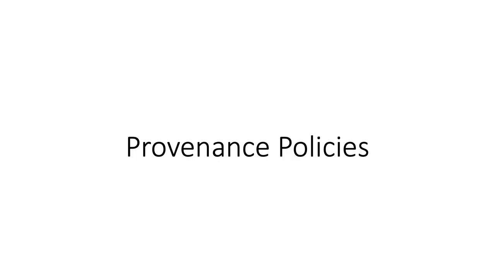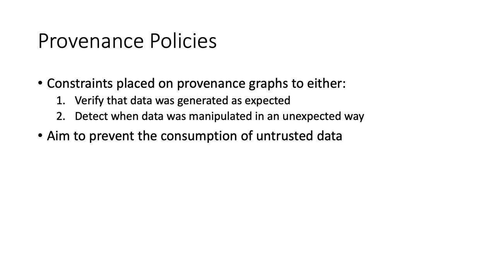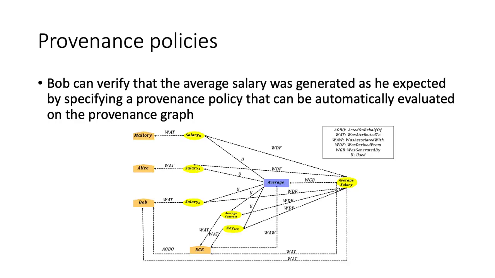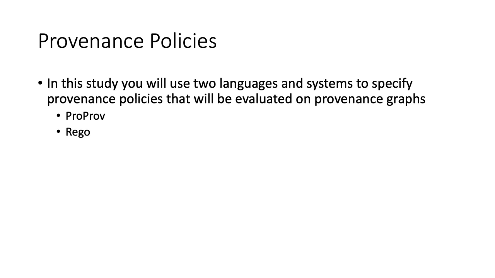Now we will introduce provenance policies. Provenance policies are constraints placed on provenance graphs to either verify that data was generated as expected or to detect when data was manipulated in an unexpected way. Provenance policies are designed to prevent the consumption of untrusted data. Going back to our average salary example, Bob can verify that the average salary was generated as expected by specifying provenance policies that can be automatically checked when given the appropriate provenance graph. In this study, you will use 2 languages and systems to specify provenance policies that will be evaluated on provenance graphs. These languages and systems include ProProv and Rego.